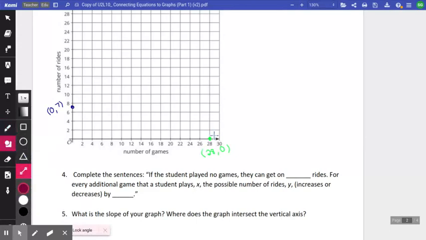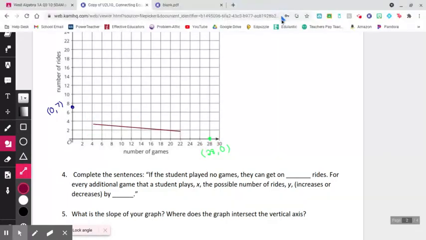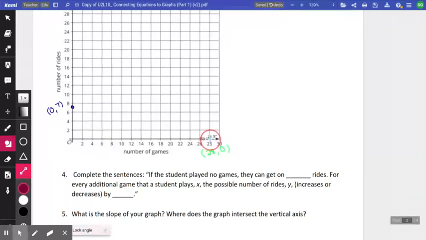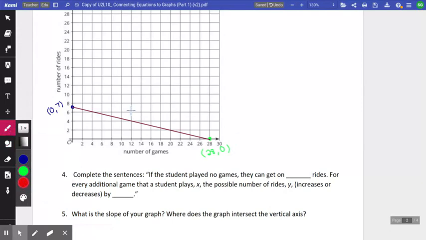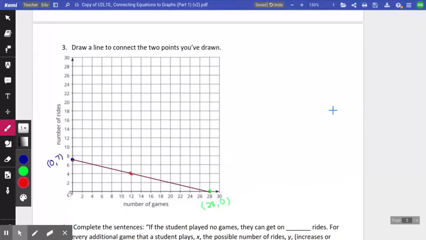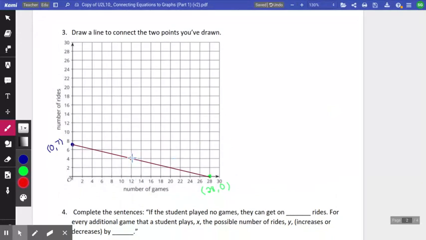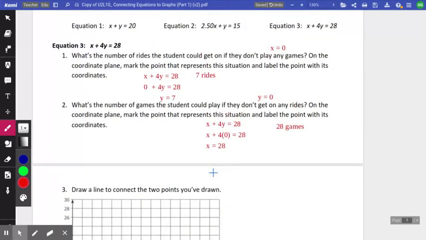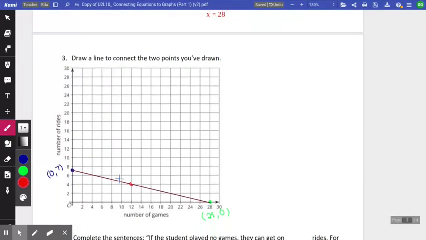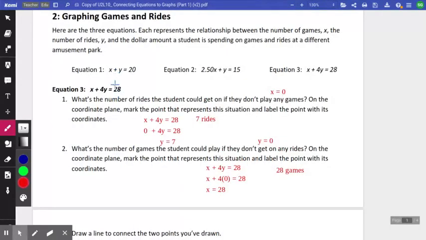I can graph my line by coming in here and drawing, not like that, but drawing... There we go. I was being too fast. Drawing a line between those 2 points, like that. Quick check to make sure we understand what this graph is saying. I'm just going to pick a random point for us. Let's pick this point right here. What is that point telling us in this situation? Well, that point is telling us that this student can play 12 games and go on 4 rides. And because it's on the line, it means if they go on 4 rides and play 12 games, they're spending that total of $28.